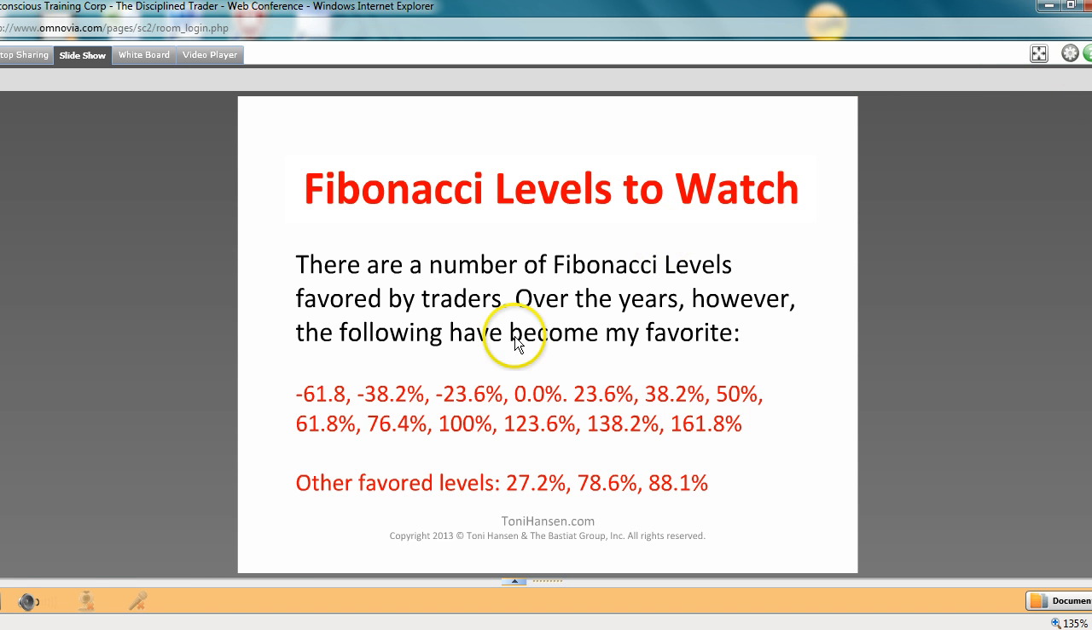Now, other favored levels that you can use with Fibonacci are things like 27.2 and 78.6, and these are based upon the square roots of the other ratios, the other numbers here. So when you get into more of the details of Fibonacci analysis, these are some of the other levels that you're going to come across.